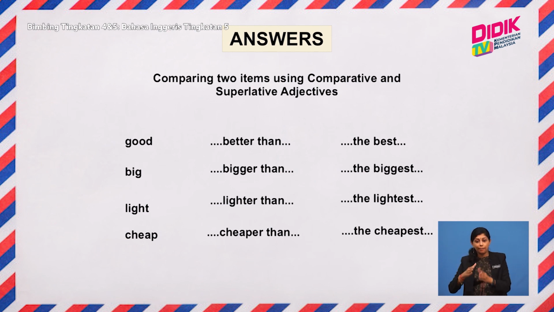When you have more than 3 items and you want to choose the best, you add the in front of the adjective and then the word adjective plus -est. So if we are using the word big, so now for superlative, it will become the biggest.